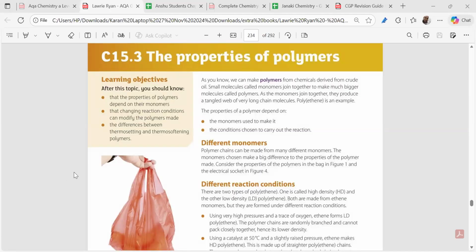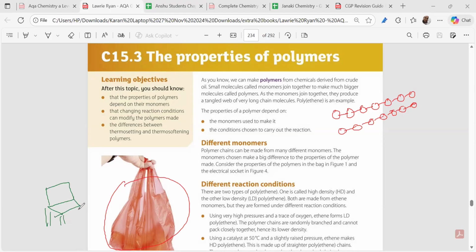Now, what are polymers? Polymers are long molecules made up of small monomers joined together, right? To see that, this plastic bag is polyethylene, and the garden chairs are also polyethylene.